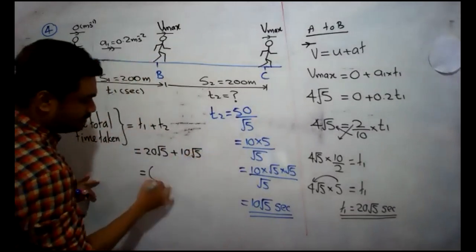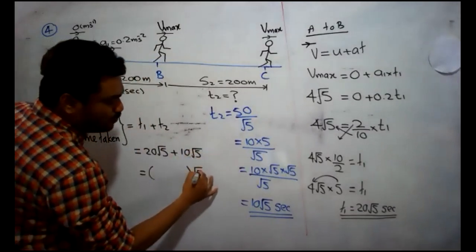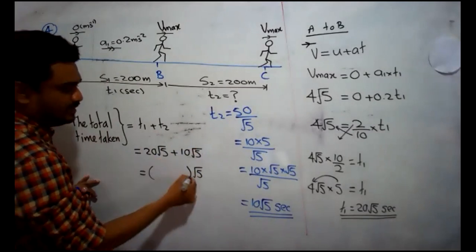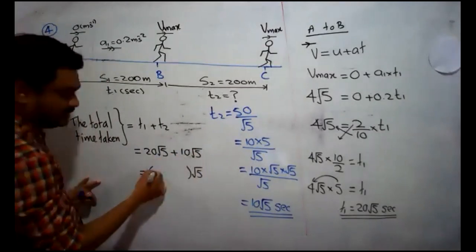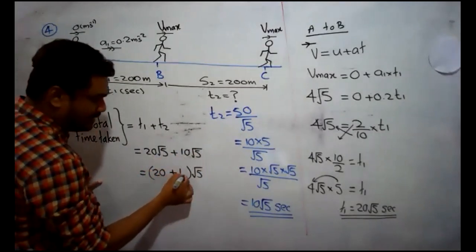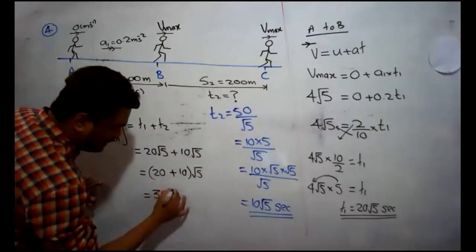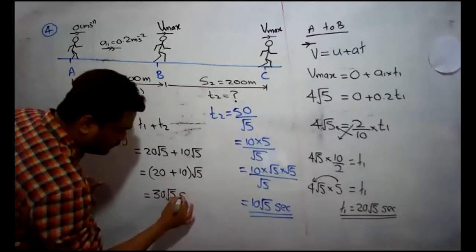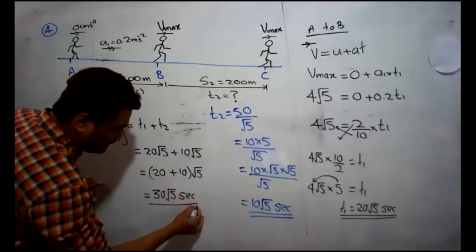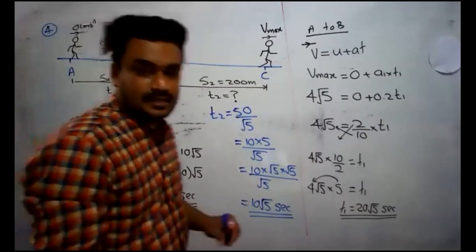Now you say that square root 5 is common. So let me take square root 5 out from a bracket. The remaining terms are 20 and 10. 20 plus 10 is 30. So that is 30 root 5 seconds. So this is the total time taken for the race.